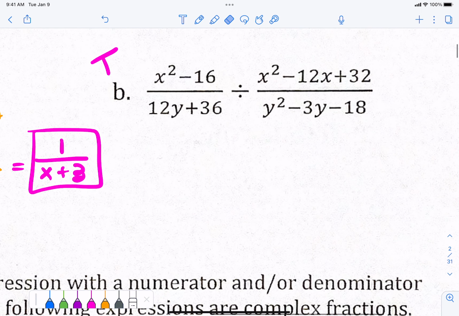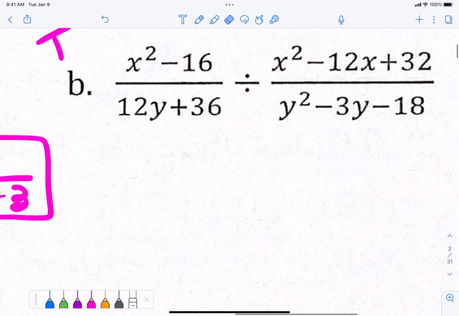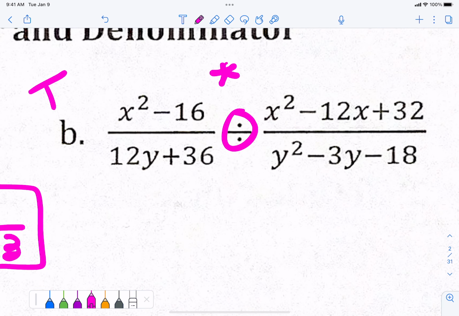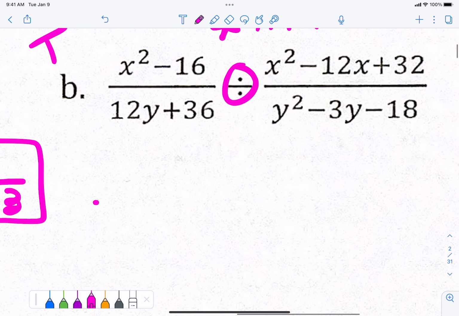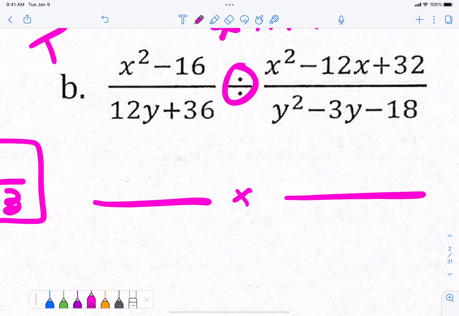All right. Let's go to this other one. This one's a keep flip, right? Because we're dividing. So don't forget to keep flip. I'm gonna multitask here. We're gonna keep this guy, we're gonna flip this guy, and I'm gonna factor it down at the same time. Can we do that? Yeah. So let's break this guy down.